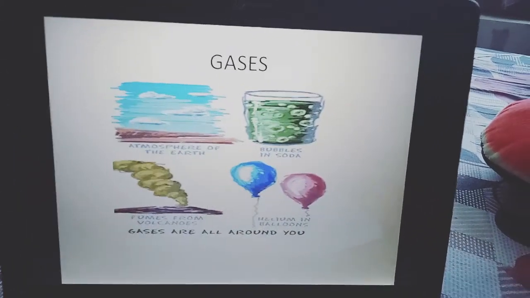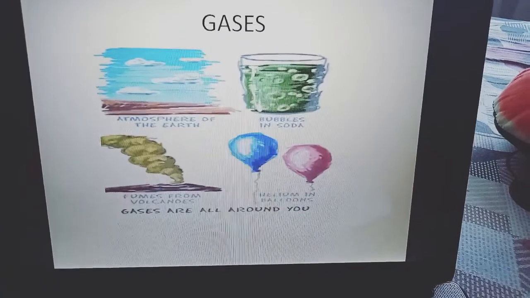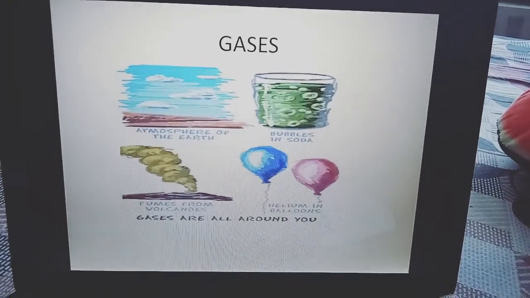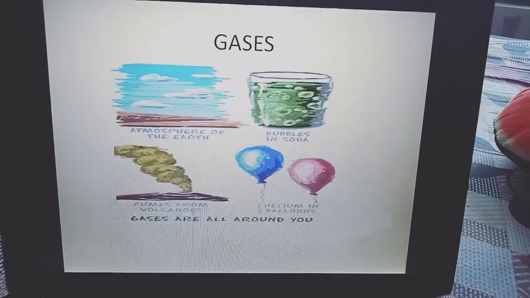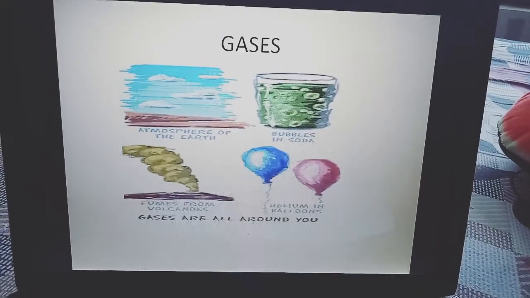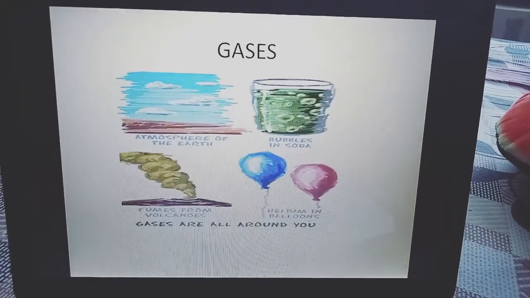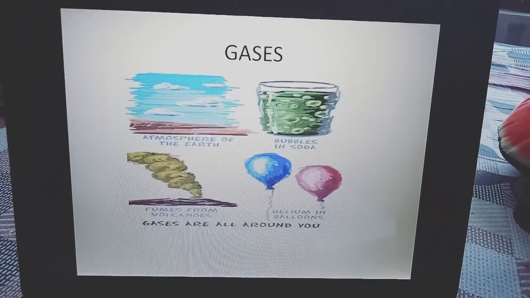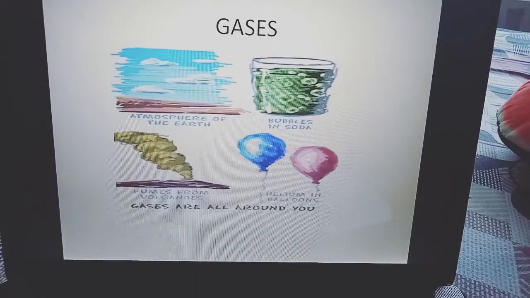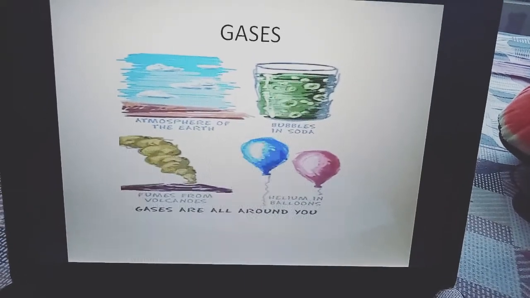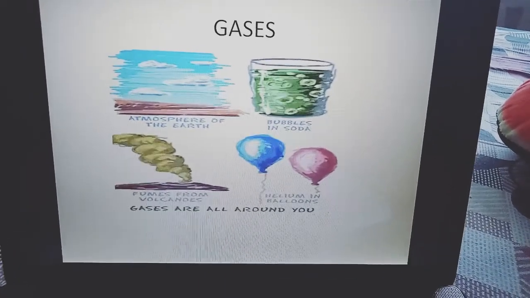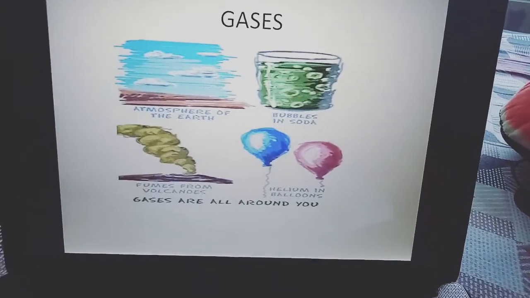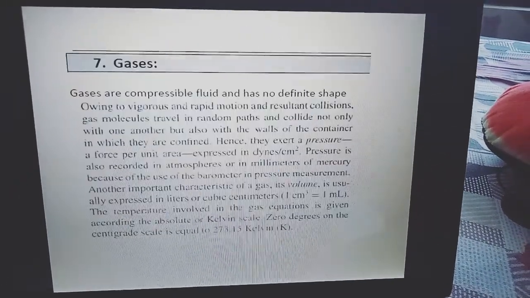Next topic is gases. Students, you know what are gases? Gases are all around us. You can see in the atmosphere there are a number of gases on the earth. For example, you see soda, bubbles come. This is also an example of gas. Fumes that come from volcanoes are also a mixture of gases. In balloons you can see helium gas is filled, so it is also an example of gas.